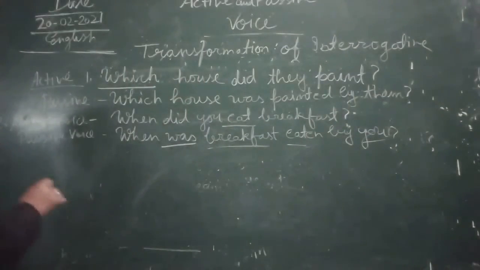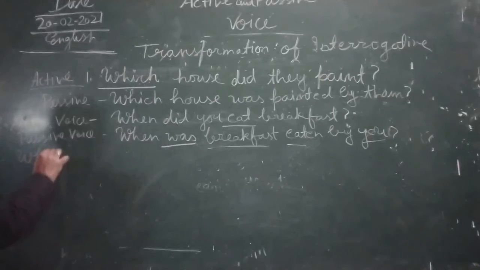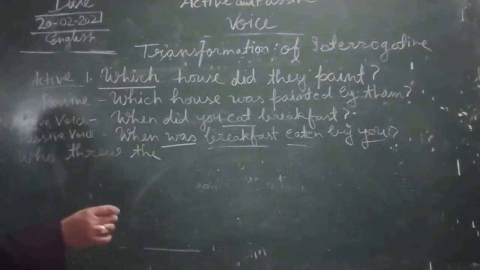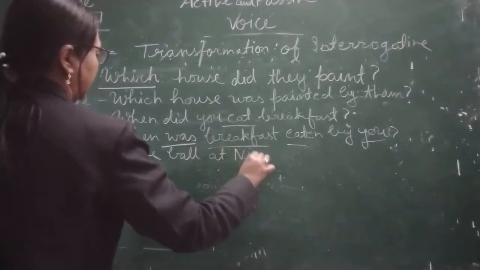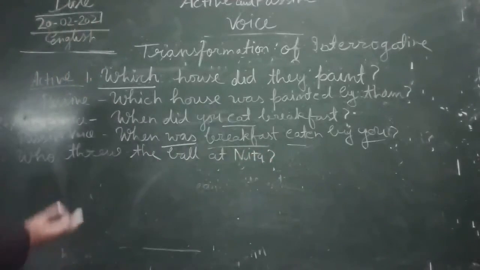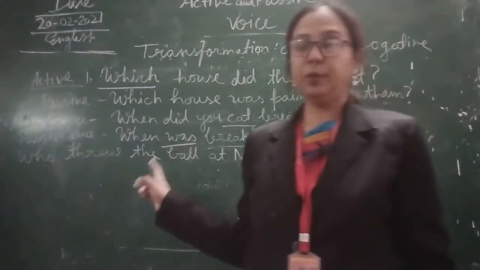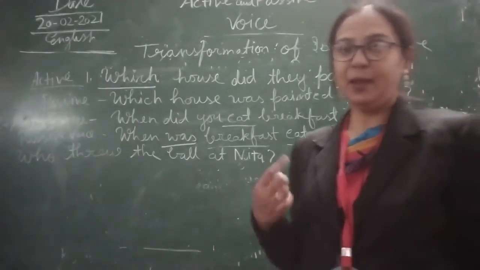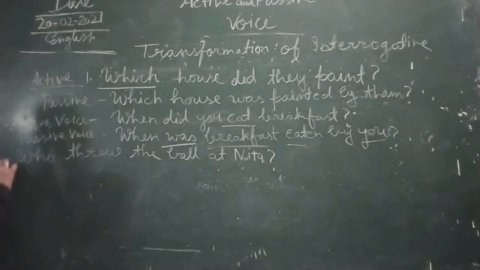Now third number, who threw the ball? Who threw the ball at Neeta? Question is there, who threw the ball? Now what we have discussed children, in place of, because who will be remain same in the passive voice, but what we are going to use before who? By. Yes children. So by we will write first in passive voice, because we have to make this in passive.